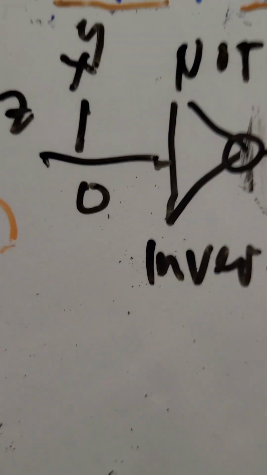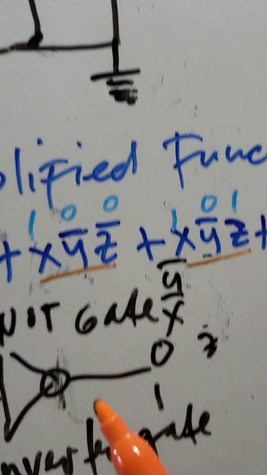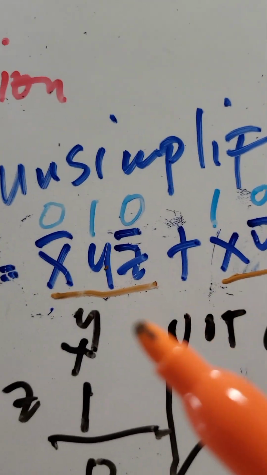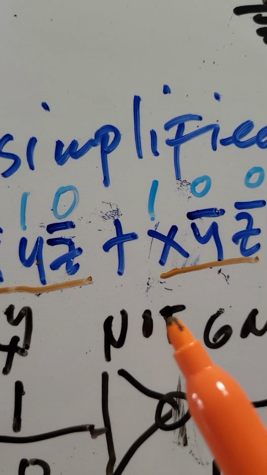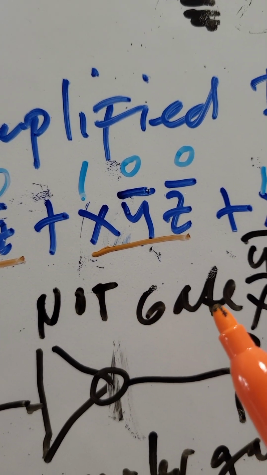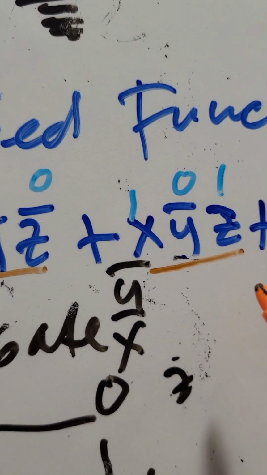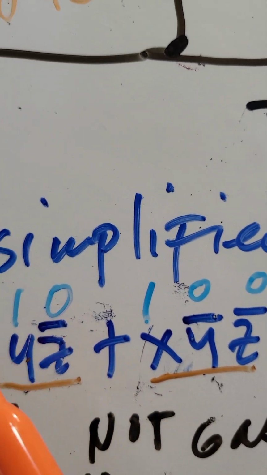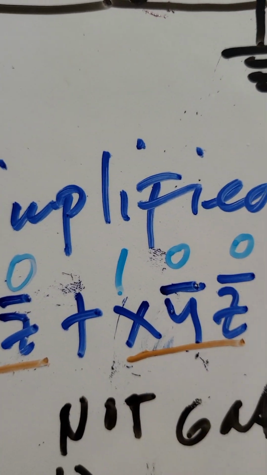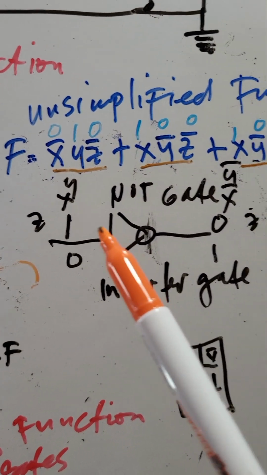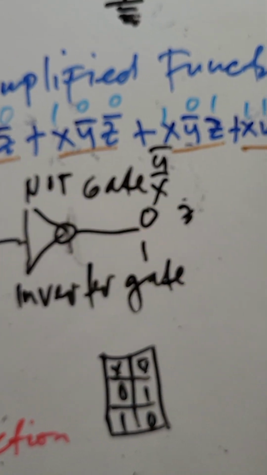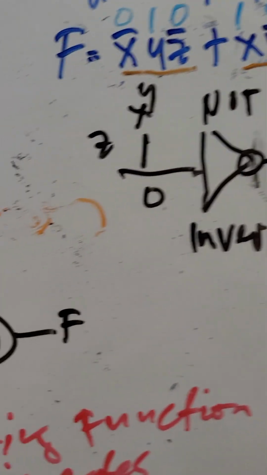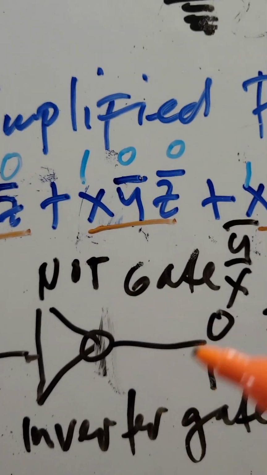Alright, so these are the unsimplified function: x bar y z bar plus x y bar z bar plus x y bar z plus x y z bar. This is unsimplified. So you can see, it's a high function, no? A big function.